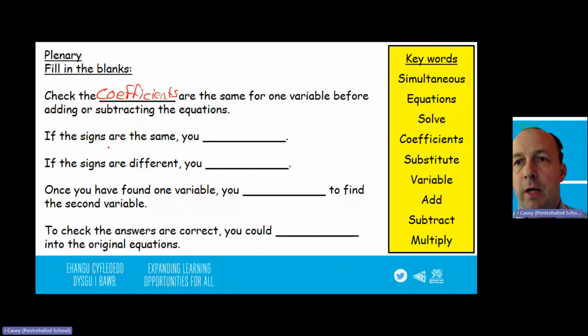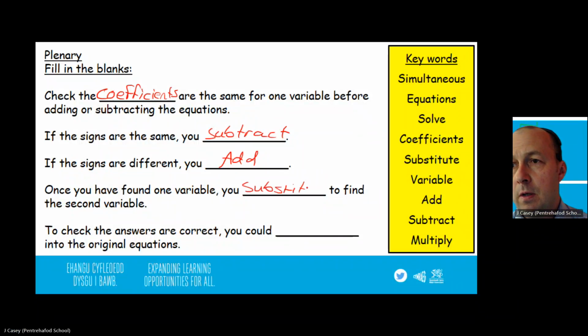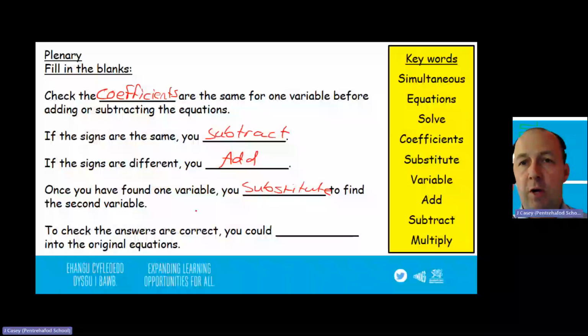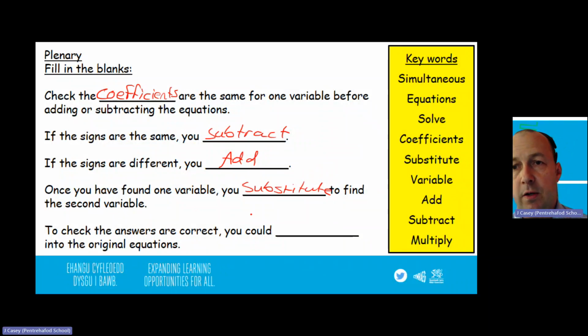That's what we're after. If the signs are the same, we subtract. So we subtract the two equations to get rid of one of the variables. And if the signs are different, we add. So if I've got a minus 7x and a plus 7x, I'm going to be adding the two equations. Once you've found one variable, you substitute. Remember, I wrote sub in. So sub in is short for substitute. Substitute to find the second variable. And then to check the answers are correct, you could substitute into the original equations.